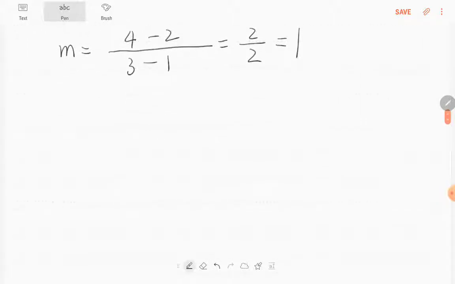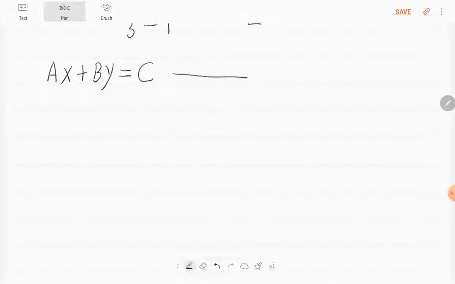So now let's look at some special forms of the straight line. We have learned ax plus by equals c. Right? This is called the standard form of a straight line.